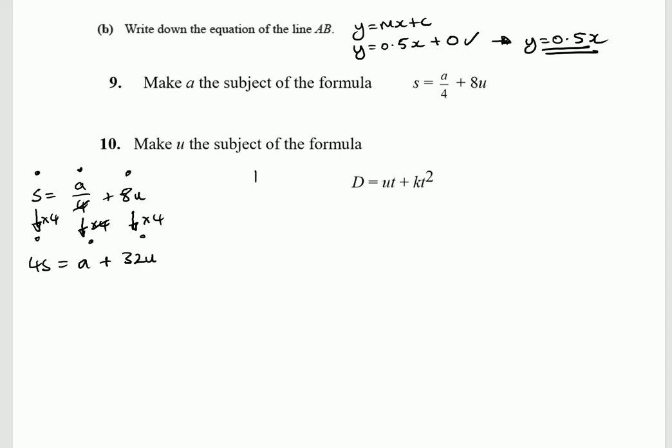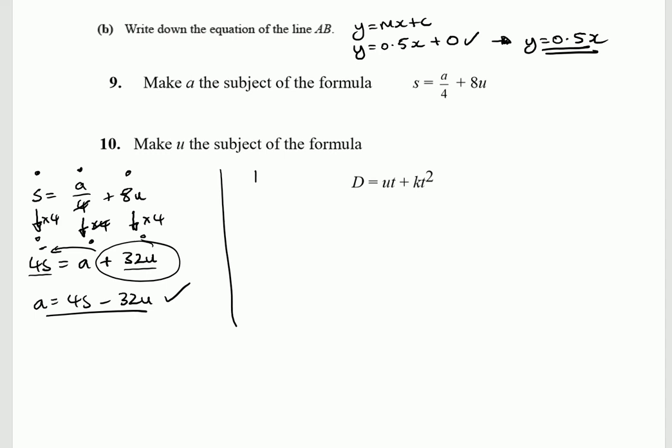To make A the subject, I imagine that both of these are numbers, and I'm just trying to get A on its own. So I'm going to grab that 32u and move it to this side, where it's going to be a minus 32u. That's going to give me A equals the 4s minus 32u, and I'm finished.